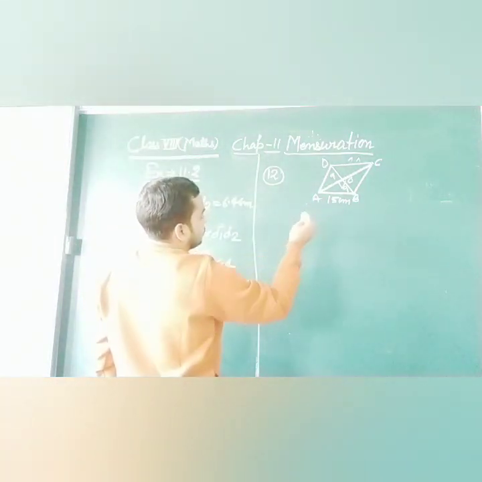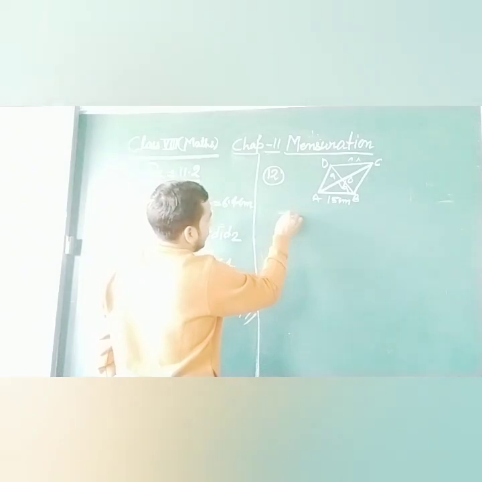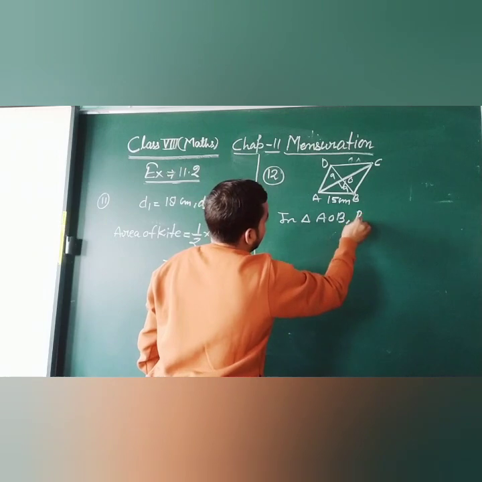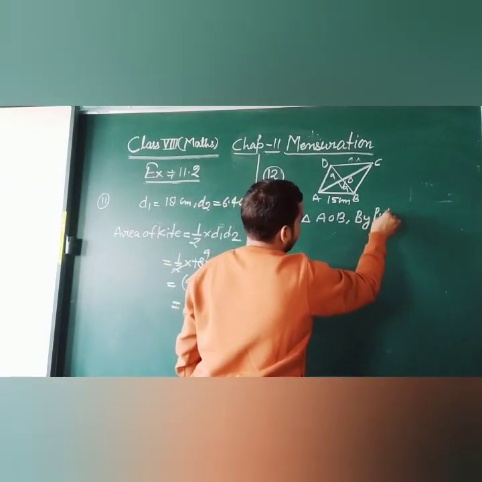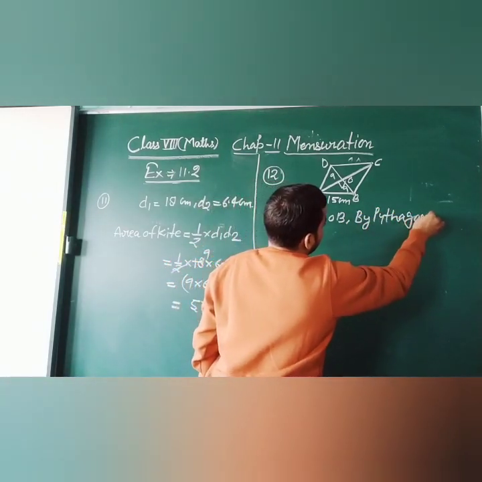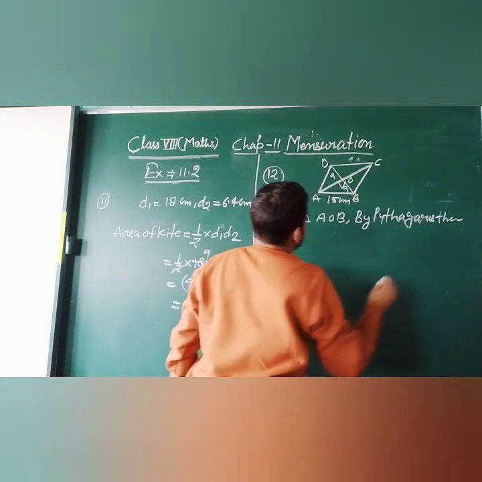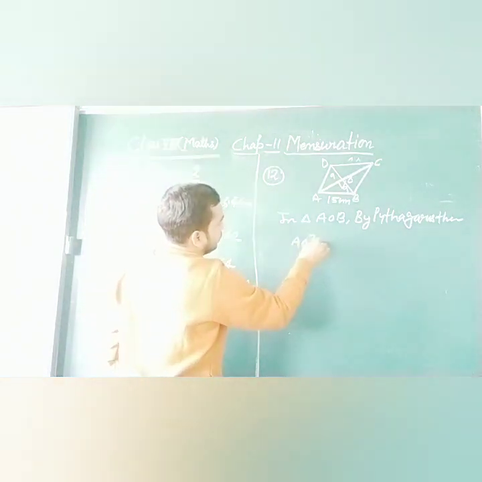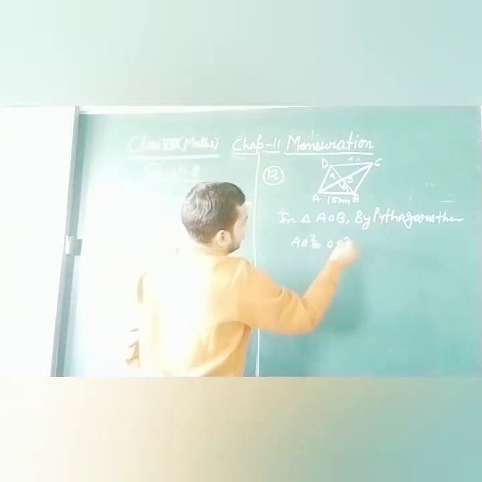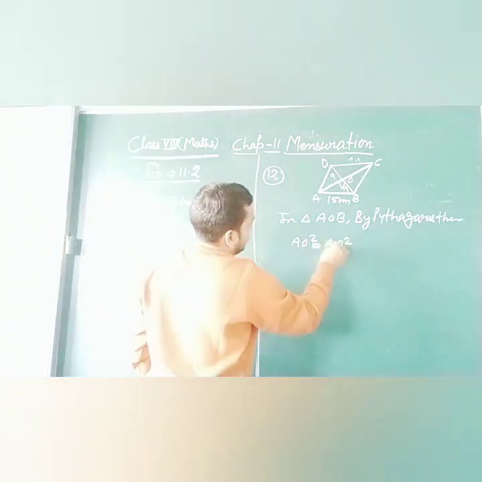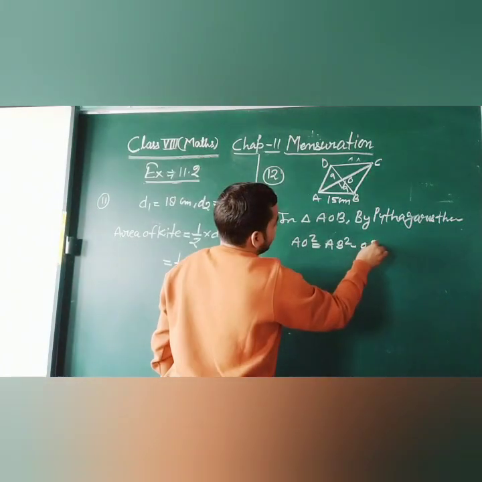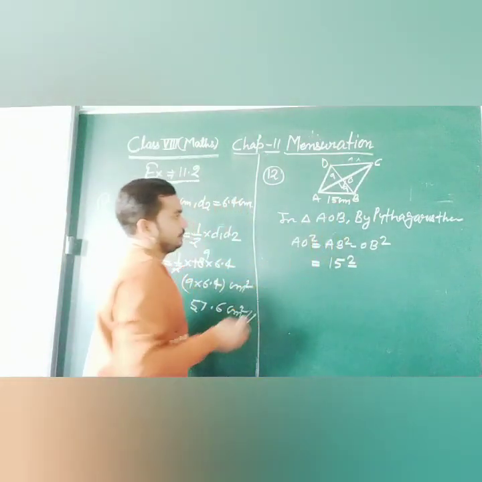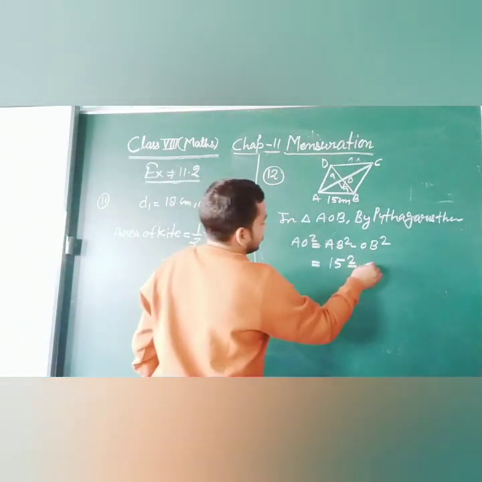So apply the Pythagoras property in triangle AOB. By Pythagoras theorem, find out AO. AO square equals AB square minus OB square. AB is given as 15 and OB is 9, so 15 square minus 9 square.